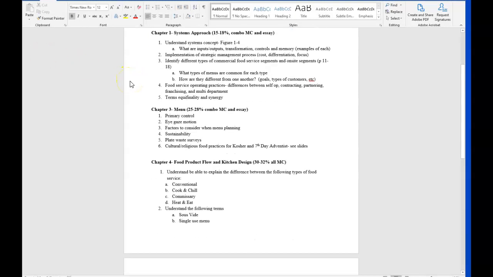Chapter 4. You have 30 to 32% of the questions from the exam coming from this chapter, and they're all multiple choice. So there are no specific essay questions for this.